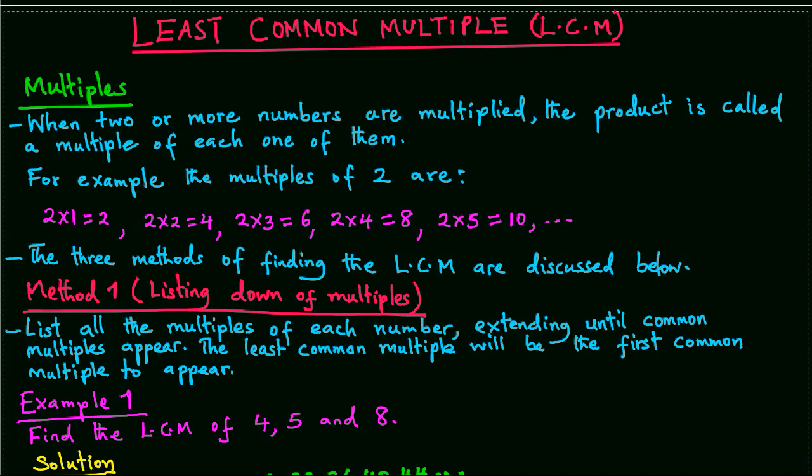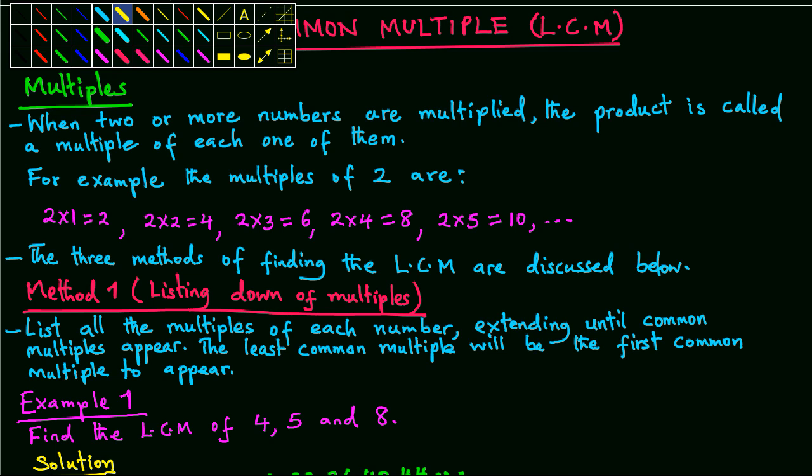Let's talk about least common multiple, commonly known as LCM. So what are multiples? When two or more numbers are multiplied, the product is a multiple of each one of them. For example, multiples of 2 are 2 times 1, we have 2 times 2, 2 times 3, 2 times 4, 2 times 5, and so on.